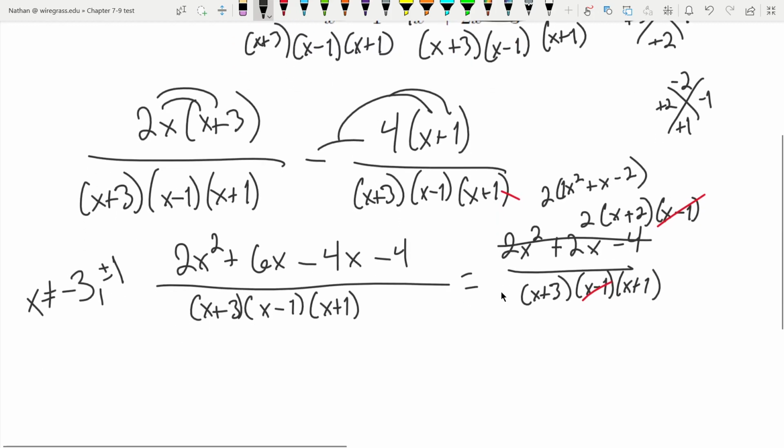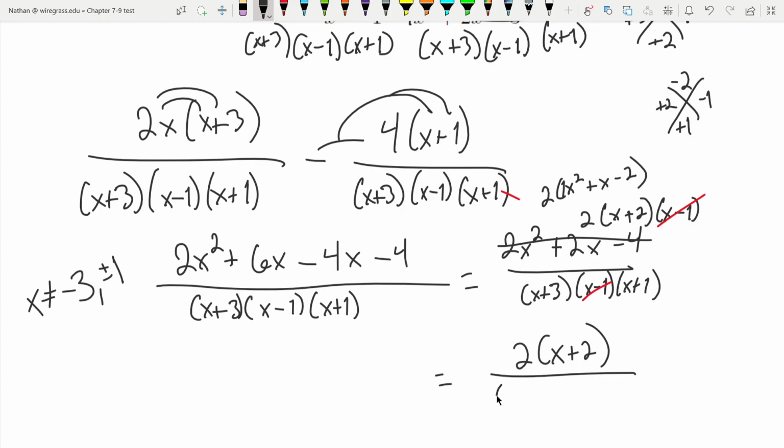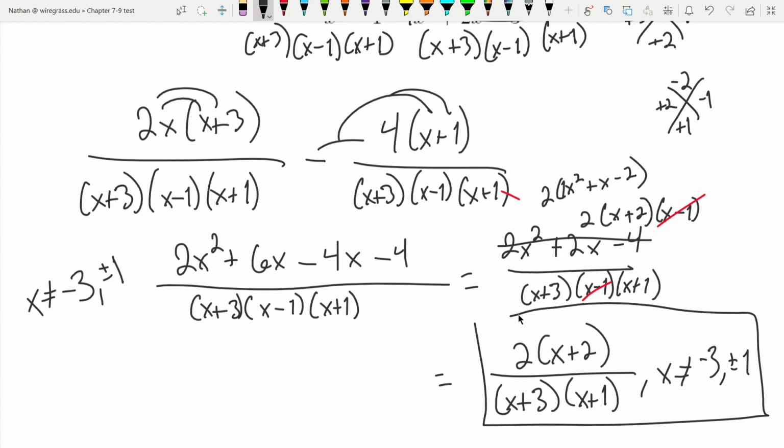Okay, so my final answer then is going to be 2x plus 2 on top over x plus 3, x plus 1, where x cannot equal negative 3 and plus or minus 1. So that's my full solution.